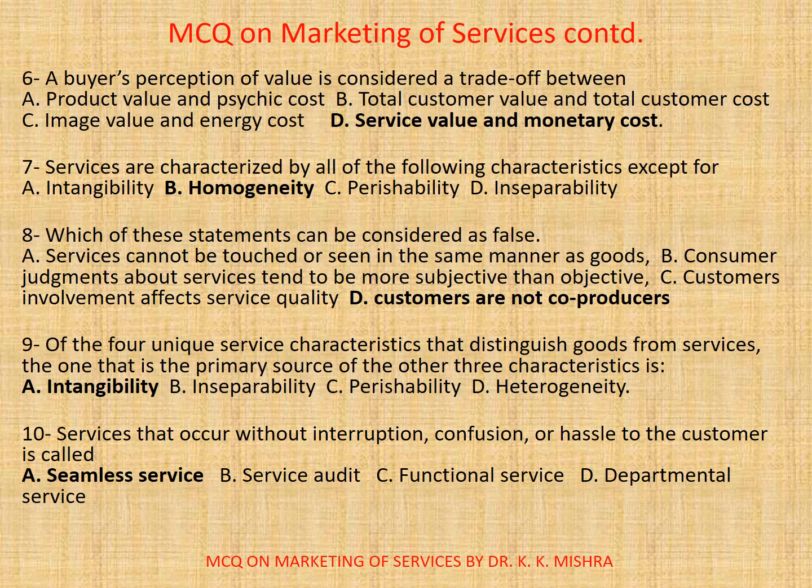Question number 9. Of the four unique service characteristics that distinguish goods from services, which one is the primary source of the other three characteristics? Options are intangibility, inseparability, perishability, and heterogeneity. So correct option is A, intangibility. Now, question number 10. Services that occur without interruption, confusion, or hassle to the customer is called. Options are seamless service, service audit, functional service, or departmental service. If you pay heed to it, you will find A to be the correct option, seamless service.